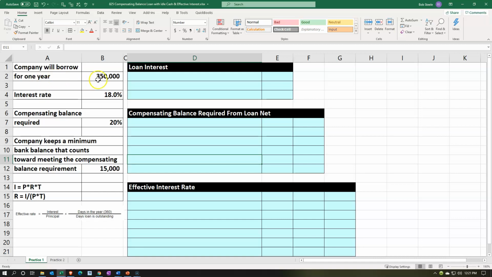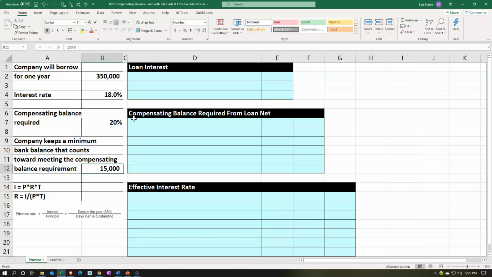We're going to say the company is going to borrow $350,000. There's going to be an interest rate of 18%, but there's also a compensating balance of 20%. That means we're not going to actually get to use the $350,000. We're going to have some compensating balance that we need for it. However, the company keeps a minimum bank balance that counts toward meeting the compensating balance of $15,000. So we have this minimum bank balance that can count towards it.